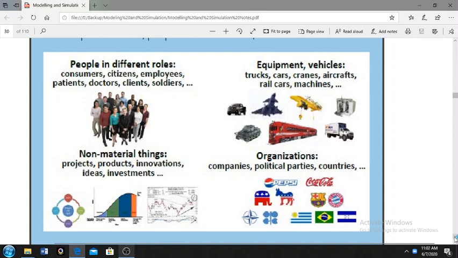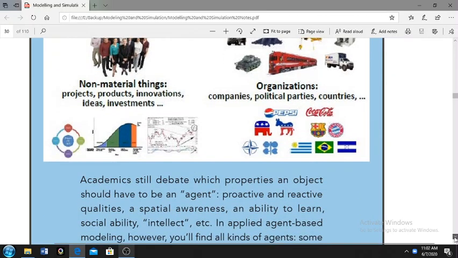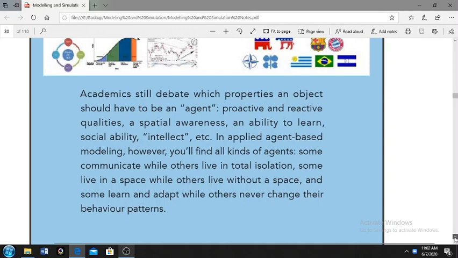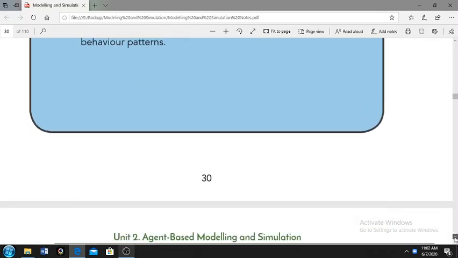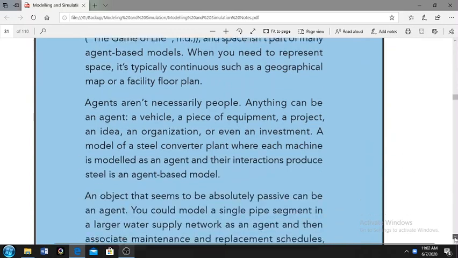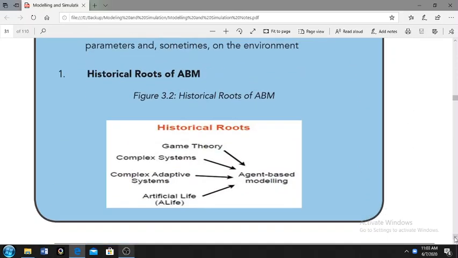So we have examples. Yeah, so this one you can read them.